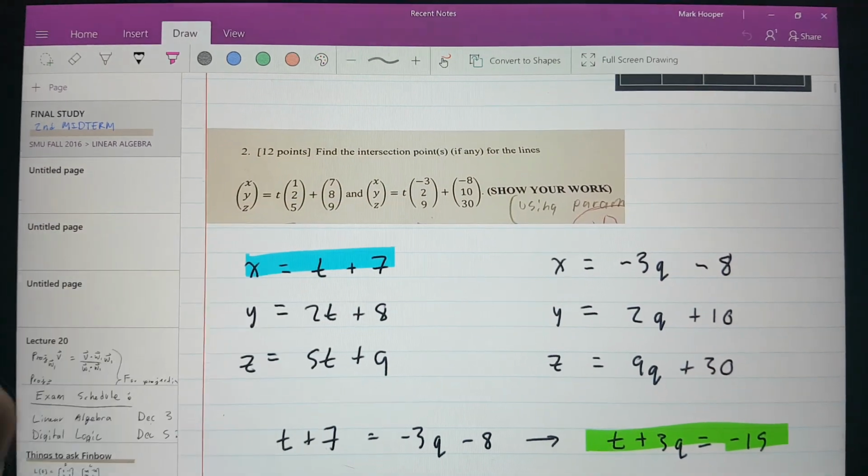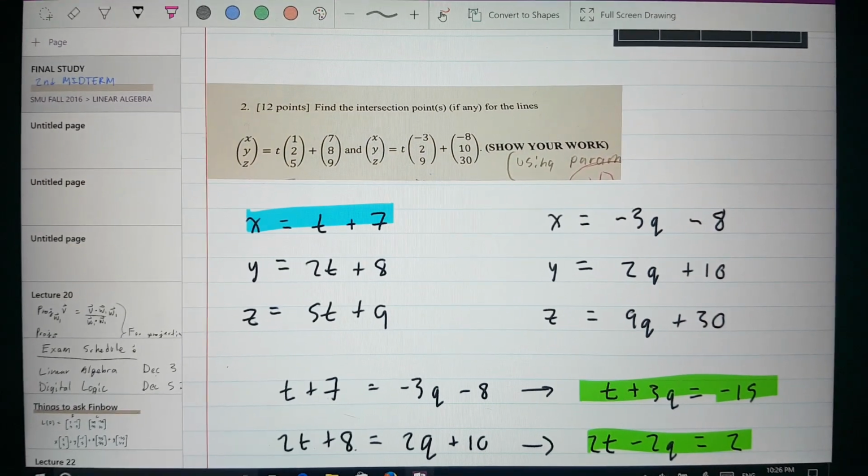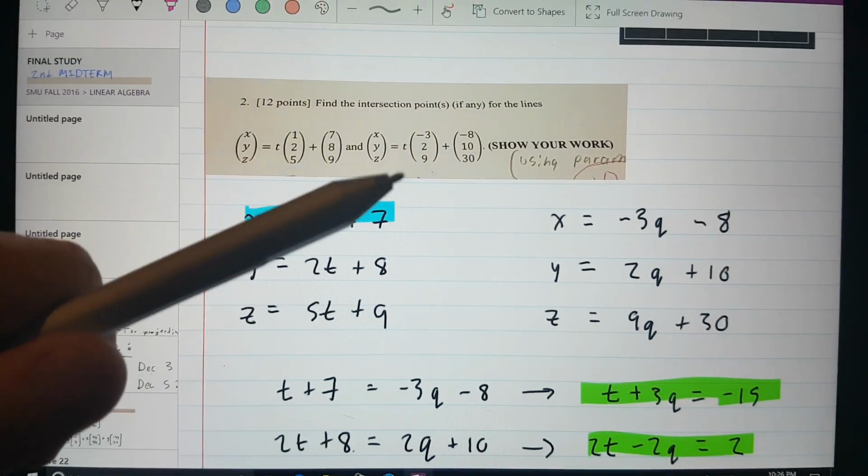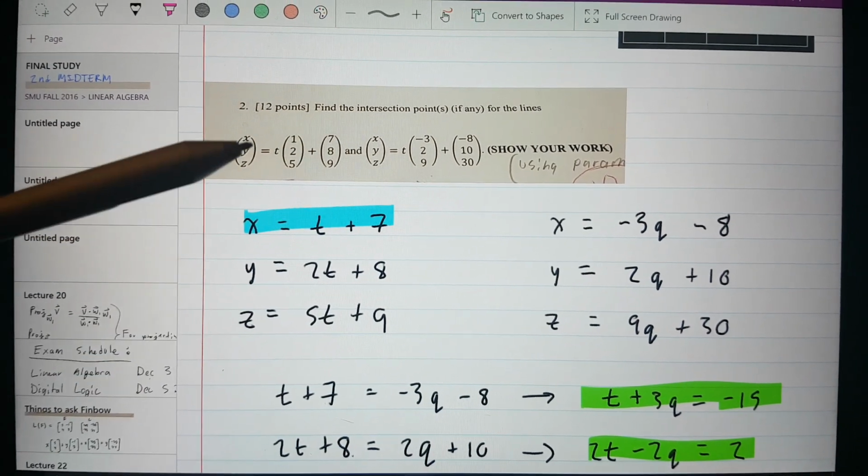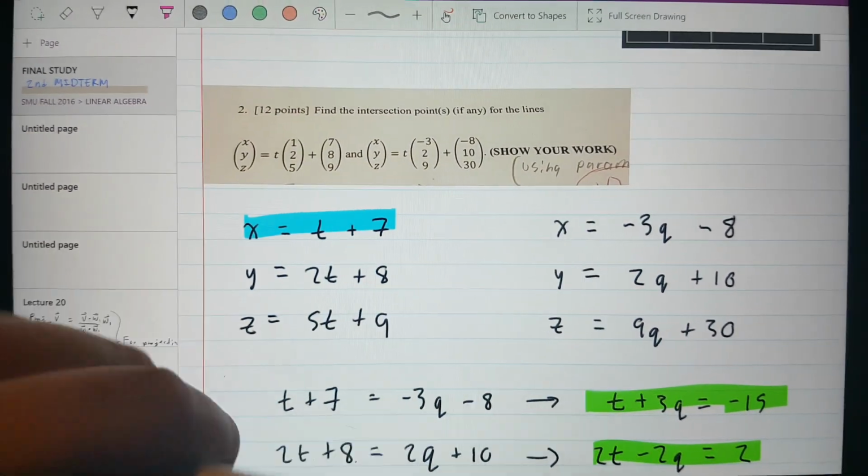Alright, find the intersection points of these lines. I'm going to use a different parameter in the second one. I'm going to call it Q. I got parametric equations for this line, parametric equations for that line.